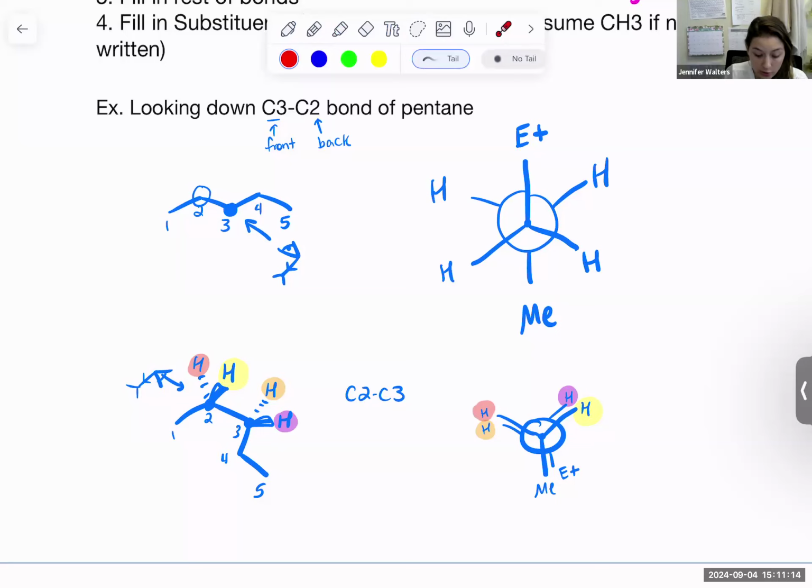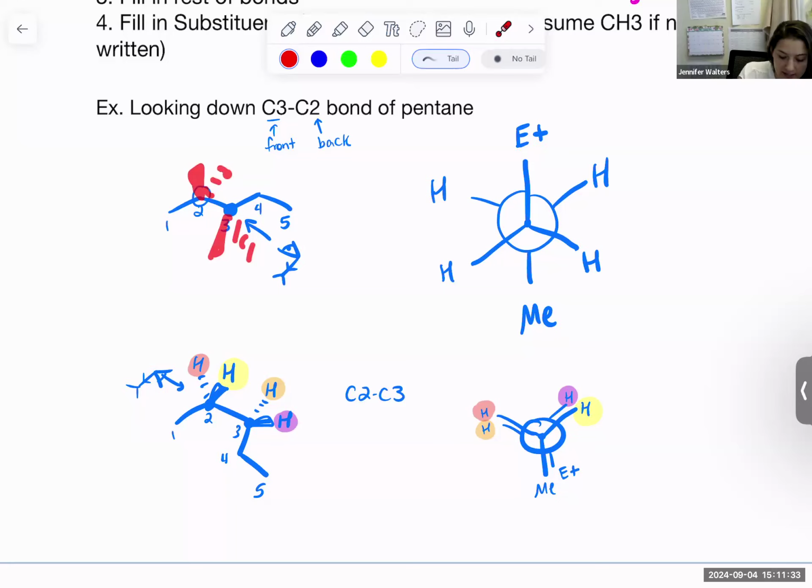A quick trick that you can use, once you've figured out the dash and the wedge: if the dash is on the left on one, it's on the left on the other as well. If it's dashed, it's always going to be on the same side. Your wedges will always be on the same side. So you can do it really quickly. And it works even if it's in the staggered conformation.